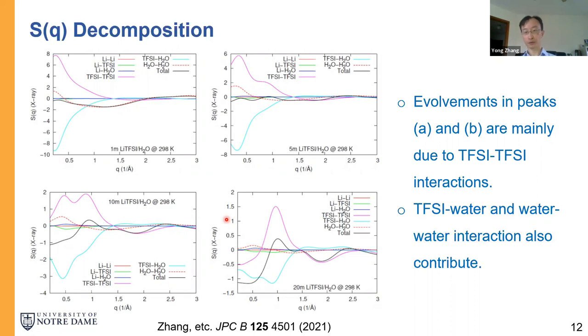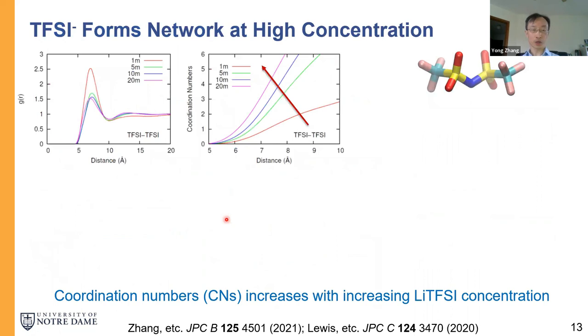It's always easier to look at real space. So we check the g(r) between TFSI and the coordination numbers. Here we can see a peak at about 6 or 7 angstrom. The peak height decreases. But because the average concentration of TFSI increases, when we calculate the coordination number, it is actually increasing, which makes sense when we increase the salt concentration.